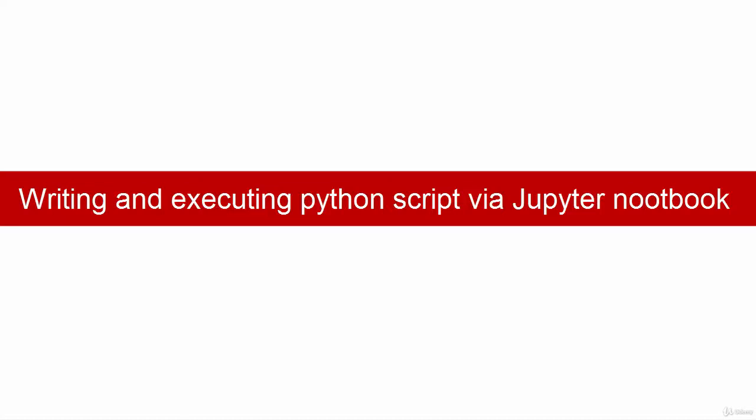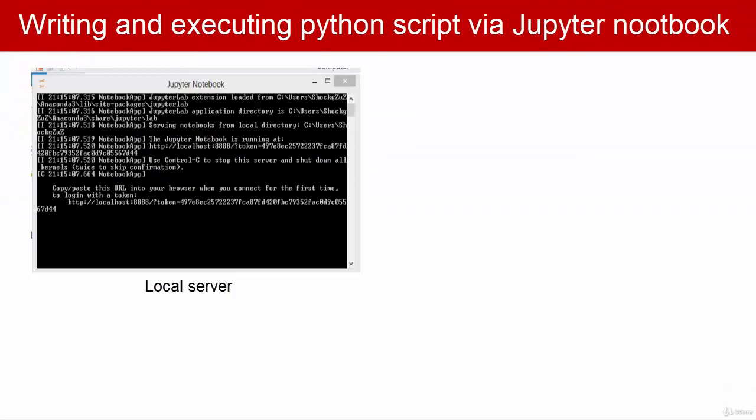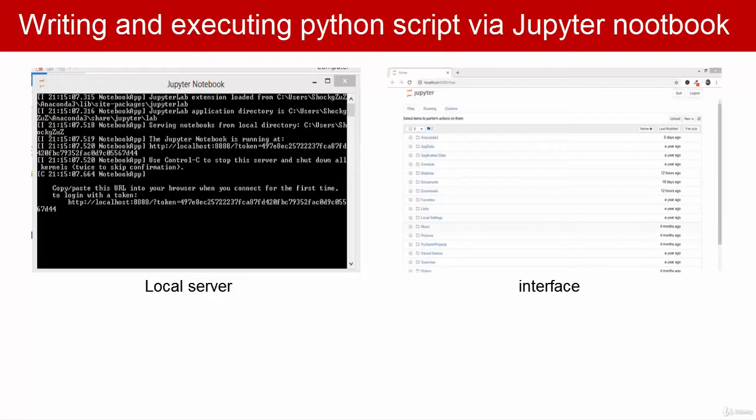The Jupyter Notebook is made up of two parts. The first part is a local server that starts running with the Python interpreter once you start it on your computer. The second is the interactive browser interface. So let's see how to run and use Jupyter Notebook for the first time.